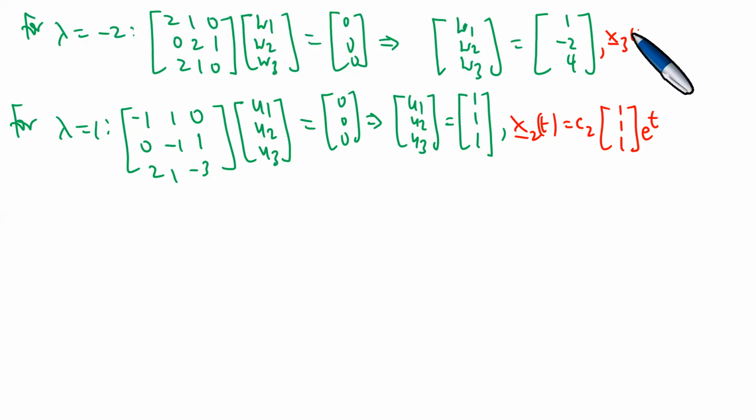X3 of t is C3. Okay, so it's this one, the vector. So it's (1, -2, 4) e to the minus 2t. Right.